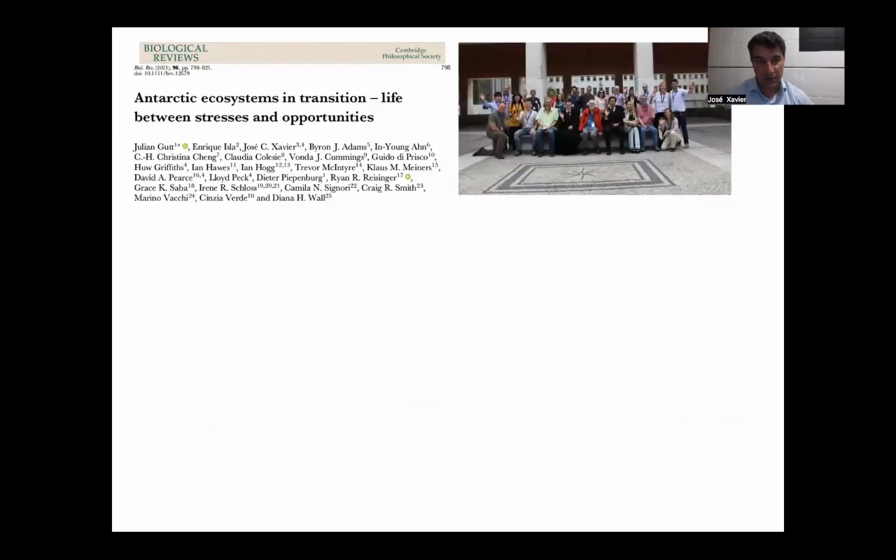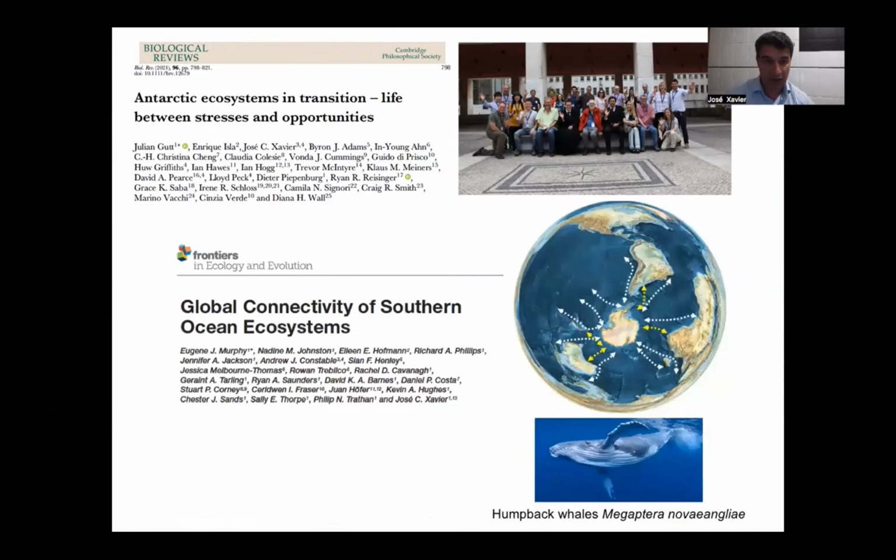We've been doing our job. We had a workshop in Portugal, and in 2021 there was this review led by Julian that emphasized some of the challenges that we have regarding the Antarctic and the Southern Ocean. So it's an update, but also shows how the connectivity of the Southern Ocean to other parts of the oceans is quite important.